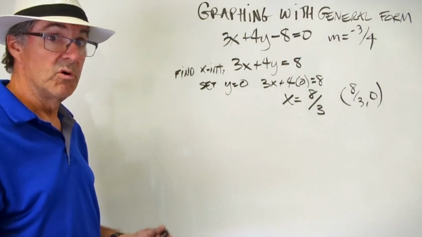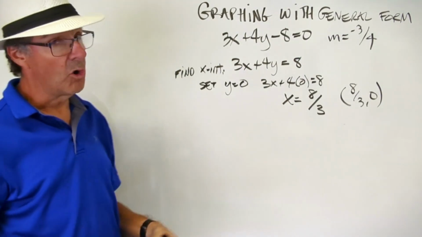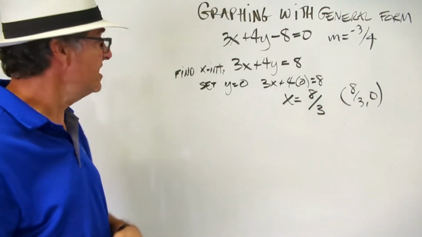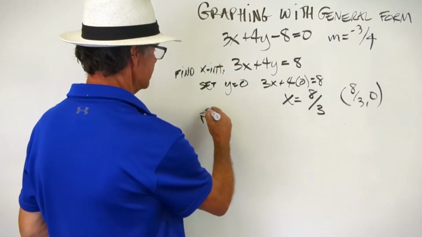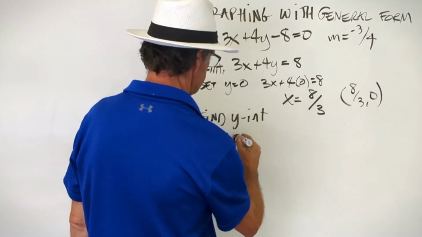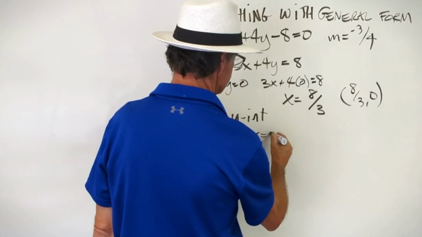So now we have one point. This is a linear function. All we need is a second point, and we can graph this. So let's use the same thinking. We're going to find the y-intercept. Find y-intercept. We set x equal to 0.